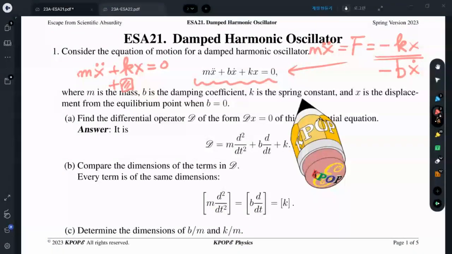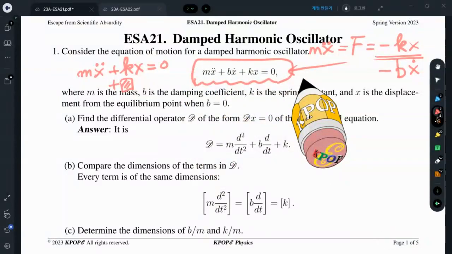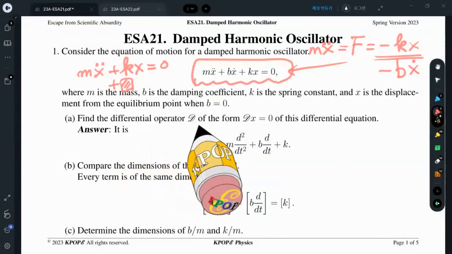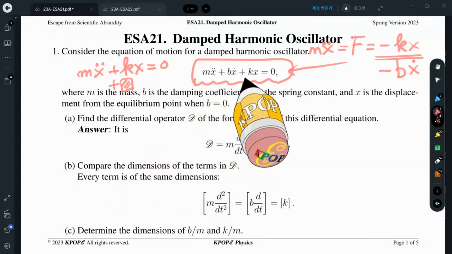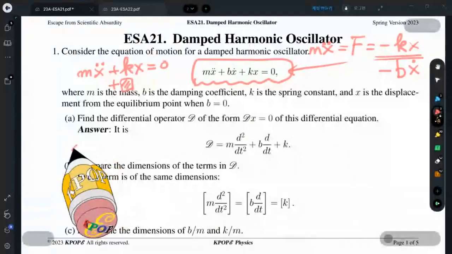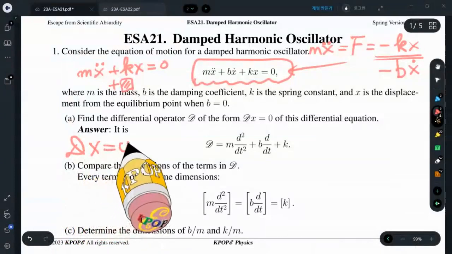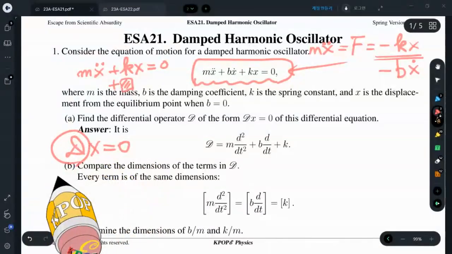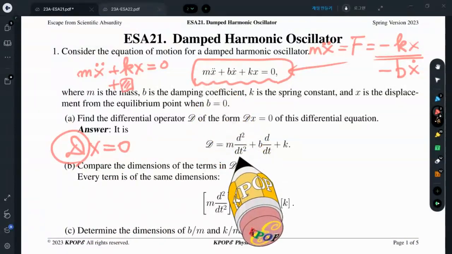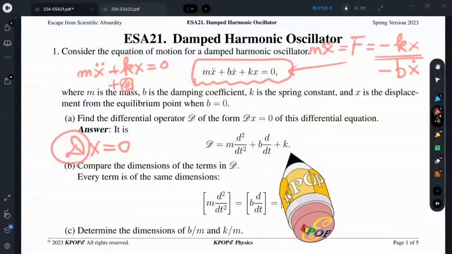But anyway, first, let us return to the original problem and consider the general discussion. Find the differential operator D. This one can be thought of as the result of application of a differential operator to x. So how can I write this operator? I have mass times the second order time derivative, b times the first order time derivative, and k.